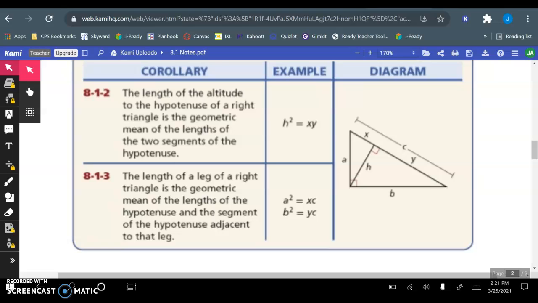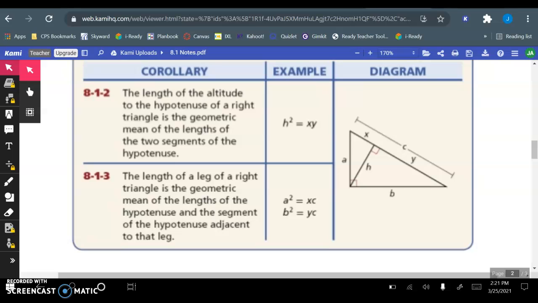So it says the length of the altitude to the hypotenuse of a right triangle is the geometric mean of the lengths of the two segments of the hypotenuse. So we know that the altitude squared, to the second power, is equal to x times y. So if we knew a couple of those lengths, we could find the third length, and that's what we're going to have to do.